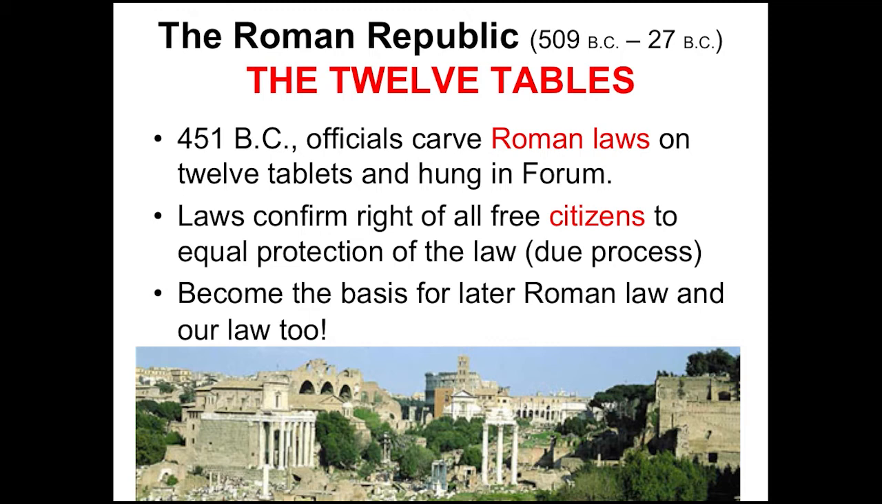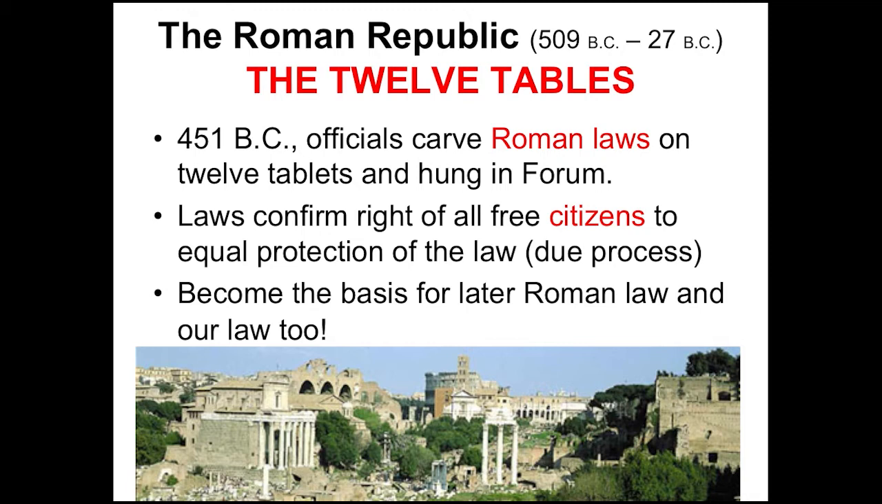Now, a table is a tablet, stone that you could put on a wall, and that's what they did in the Forum. They put this out in the open. 12 tablets with laws that hung in the Forum for all to see. And basically, this law is very important to us because it established an idea that is still important to us, that everybody has equal protection of the law.